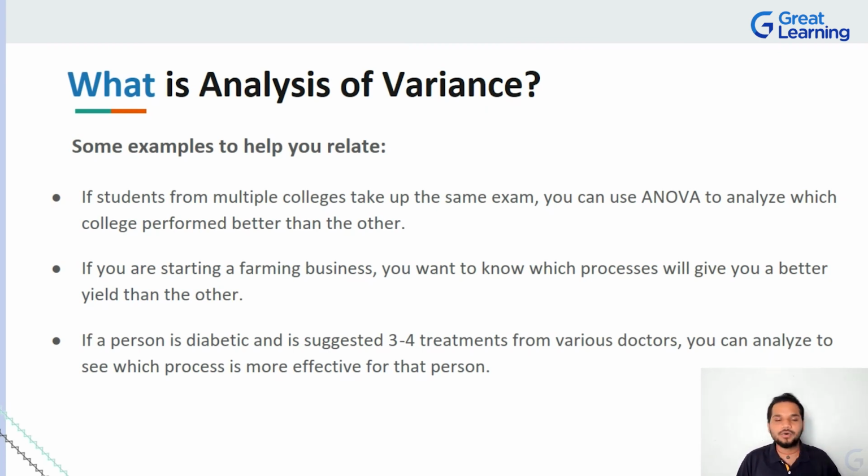Now, no offense to all the doctors that are out there. It's just the fact that you can have a chance to track these metrics and you can understand for yourself which process might work better. I'm not saying you're comparing doctors to find out which one is better, but what treatment works better for you is the discussion here. And that you can easily find out with the help of analysis of variance, right?